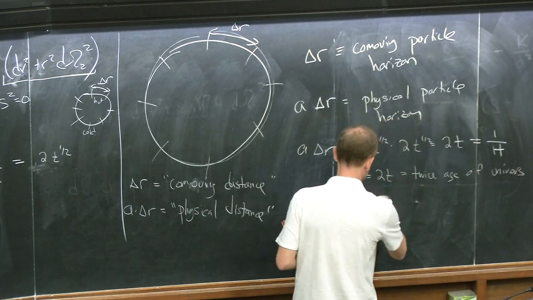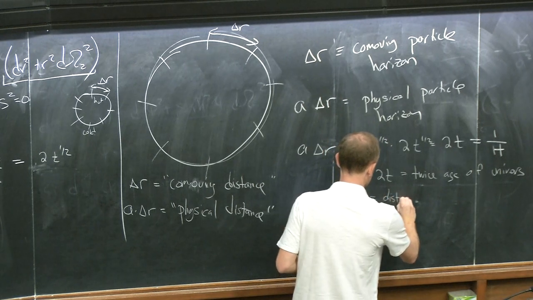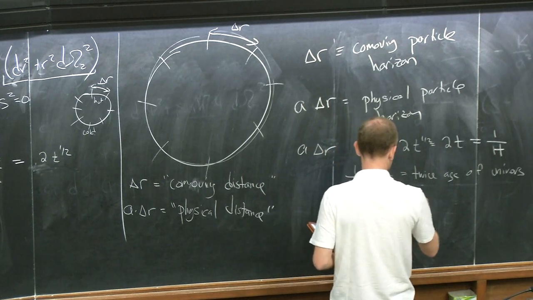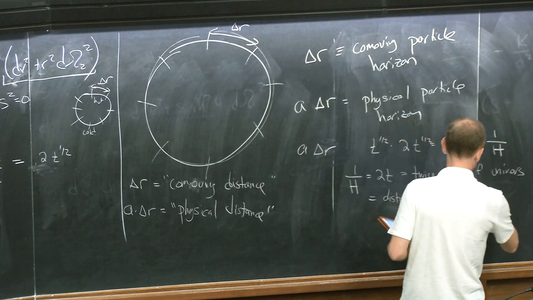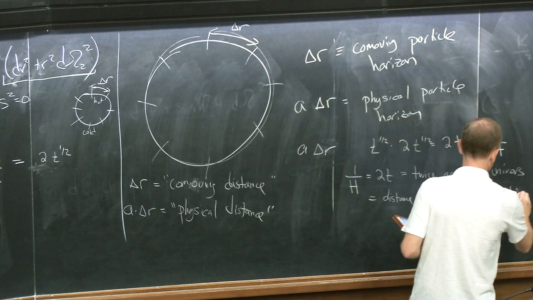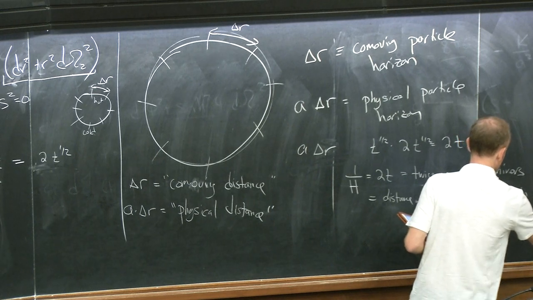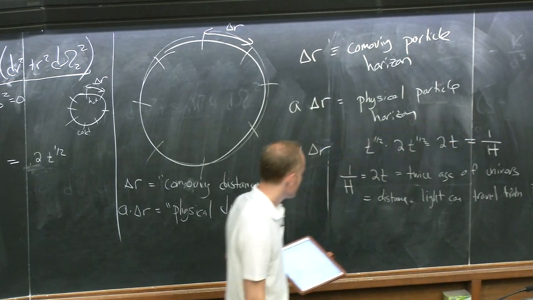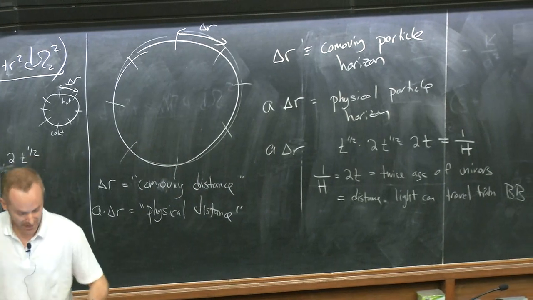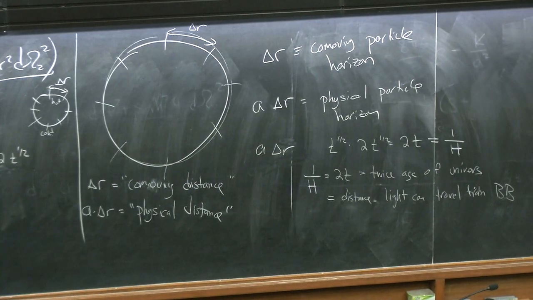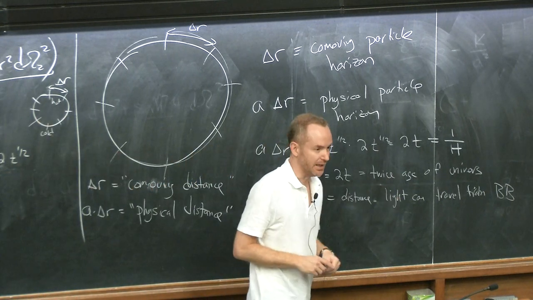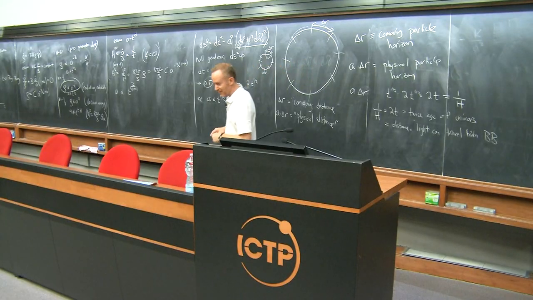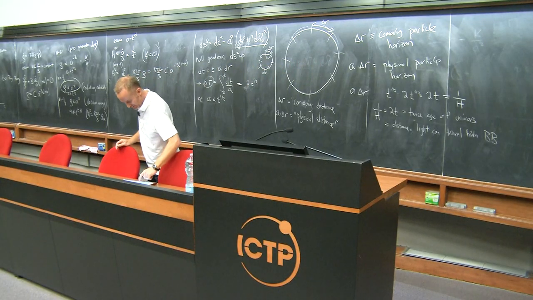And it's also the distance, the physical distance that light can travel from the Big Bang until now. So it defines two things: the size of the universe that's affected by one point, and also its age, roughly. It is a factor of two. All right.